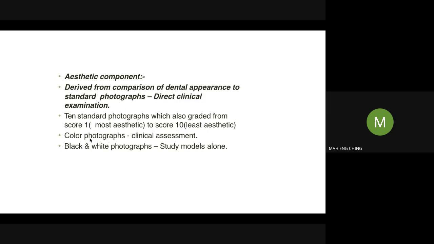There are color photographs, and then we have black and white. The color photograph is usually for the clinical assessment, when you see the patient in the clinic. Black and white is usually for scoring the model alone. So when you don't have the patient in your clinic and you use a study model, then you use the black and white photograph. When in the clinic, you use the color photograph.